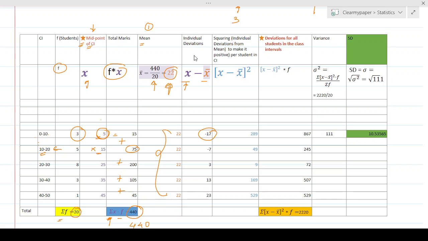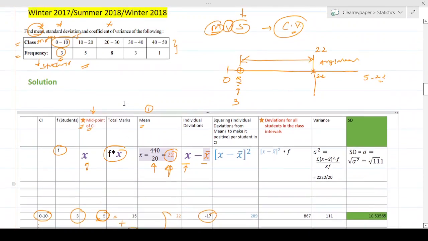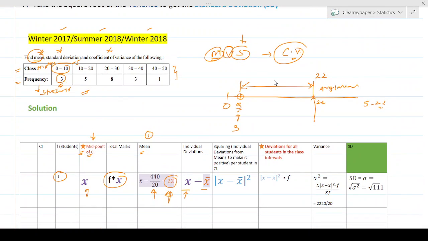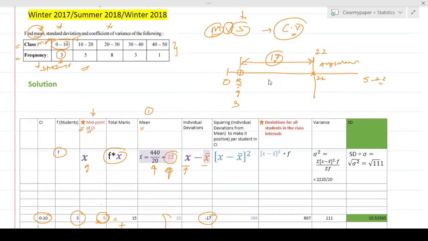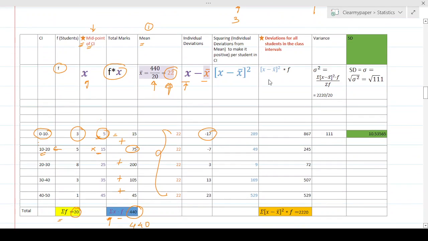And again, these individual deviations are per student. That means on an average, every student belonging to this class interval is roughly negative 17, or 17 marks absolute, from the mean. This is per student. This difference of 17 is per student. And if it's per student, then we need to calculate what it will be for the total students. We'll come to that.